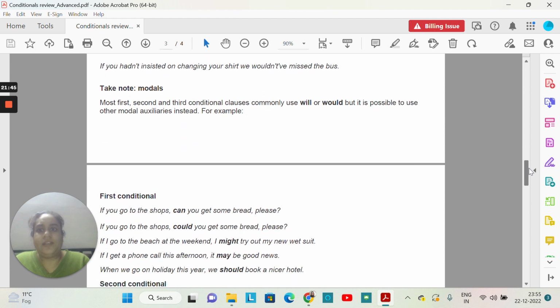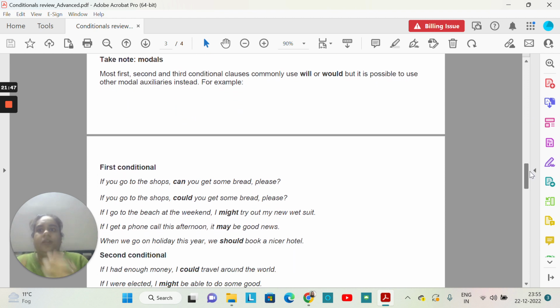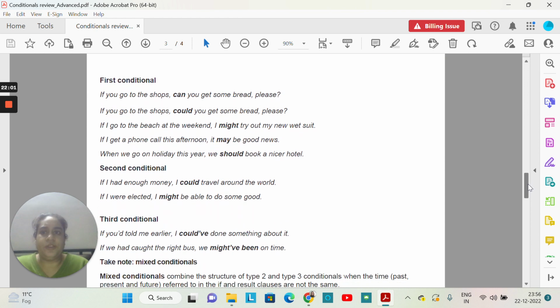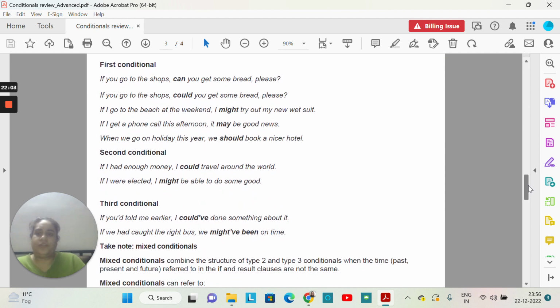Right? Now let's take down some notes for modals. Most of the first, second, third conditional clauses commonly use will or would, but it is possible to use other modal auxiliaries also, right? Please keep this in mind. I've told you modals will be used. Other modals can be used. So if you look at your first conditional, if you go to the shops, can you get some bread, please? If you go to the shops, could you get some bread, please?